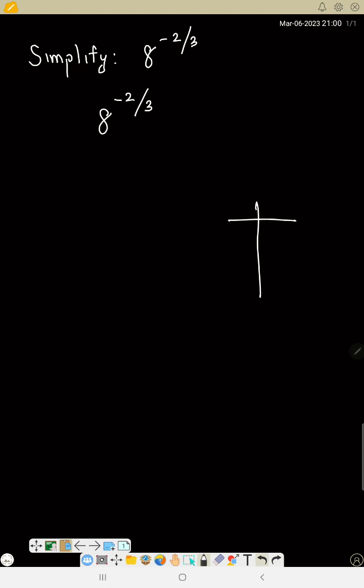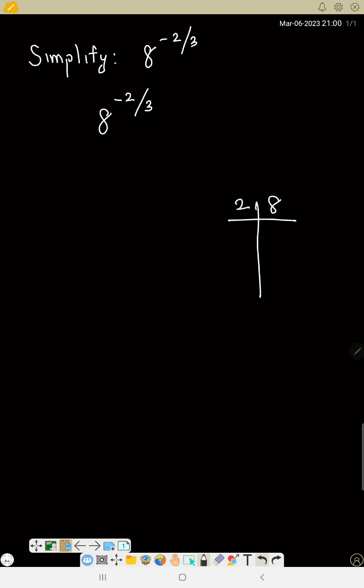So another question. Simplify 8 raised to power minus 2 over 3. So to do this, 8 raised to power minus 2 over 3, I have to find the index form of 8. So if I don't know it before, I'll use this format. 8.